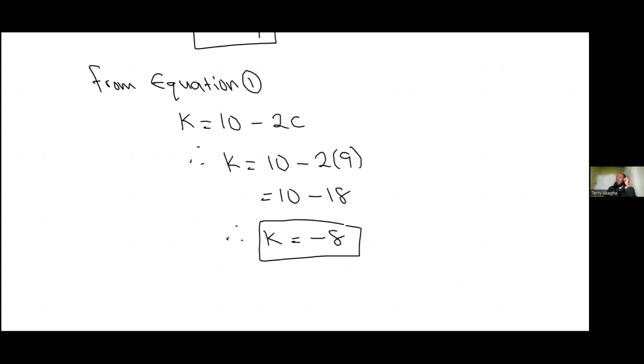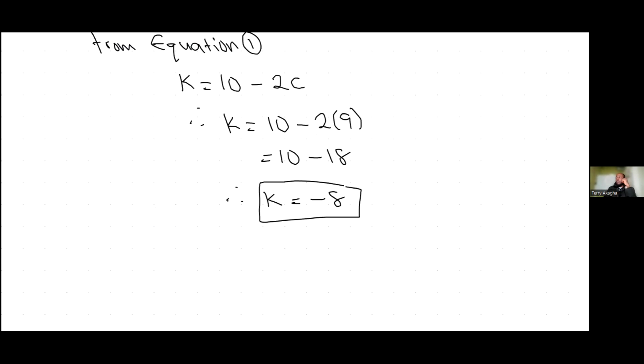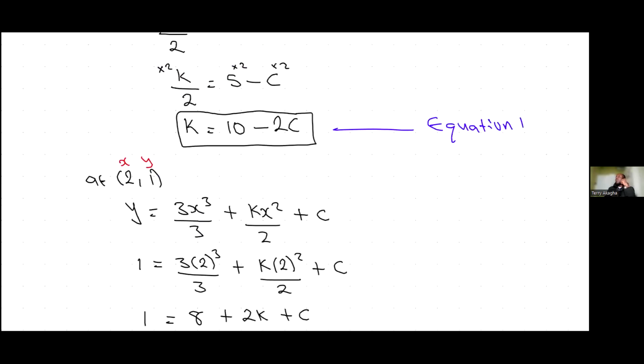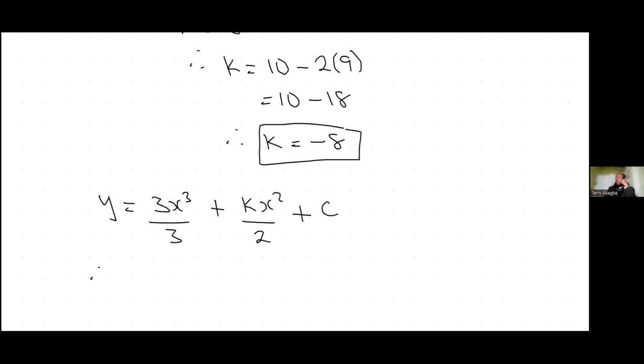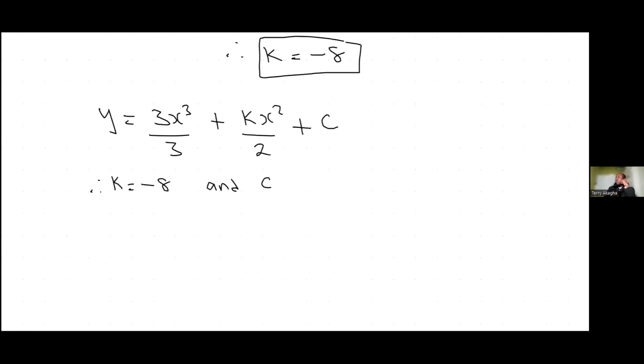So the y we had earlier was equal to 3x cubed over 3 plus kx squared over 2 plus c. Right, so hope I'm right. Yes. So now, this time we know our k. We know k is equal to -8, and we know our c is equal to, I think, 9. Yes, 9. Our c is equal to 9.